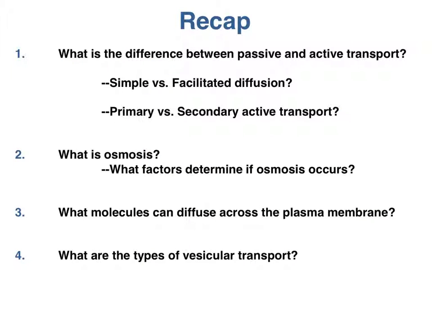All right, after studying this video, you should be able to answer these questions. Pay particular attention to the categorization and distinguishing between the different types of transport. So the types of vesicular transport, the different types of endocytosis, simple versus facilitated diffusion, passive versus active, primary versus secondary active. Make sure to keep those straight.